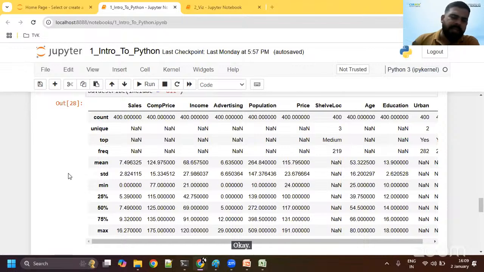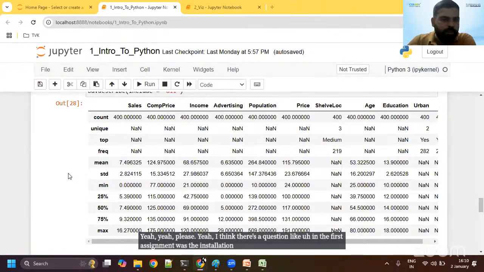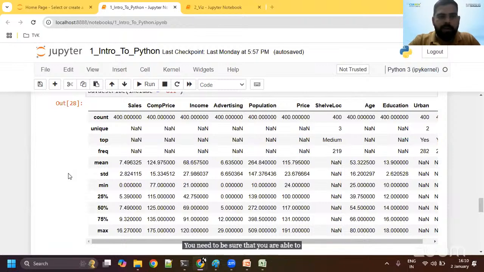I think there's a question about the first assignment, which was the installation. If that is not possible, we can use Google Colab. Yeah, it's fine. You can use Google Colab, as part of that assignment's goal was that you should be able to use the environment. It need not necessarily be Anaconda on your local machine, as long as you are comfortable with Google Colab or VS Code. You need to be sure that you're able to start using the environment. That is what matters.